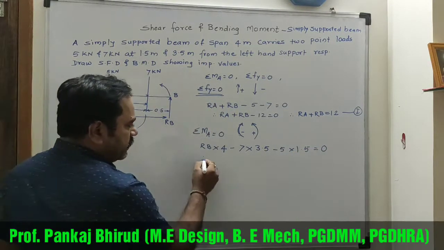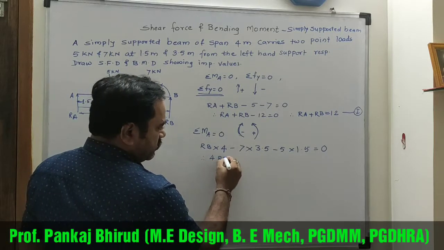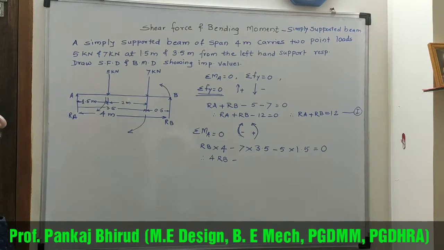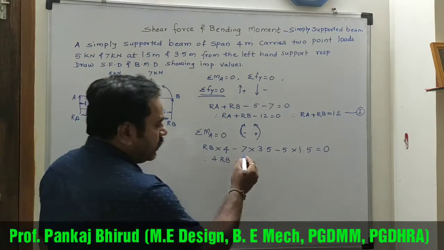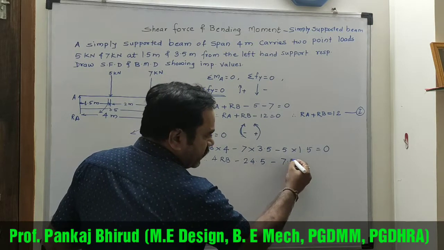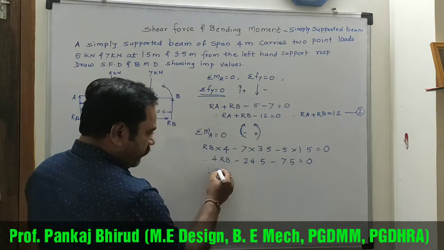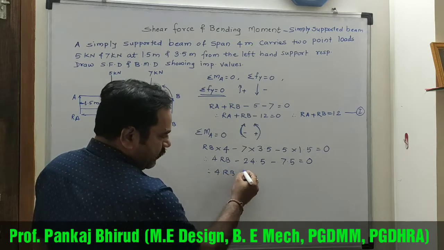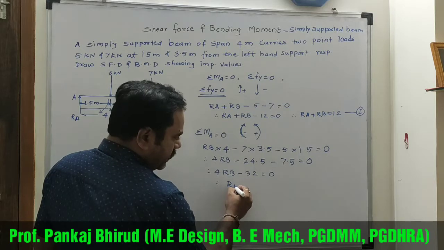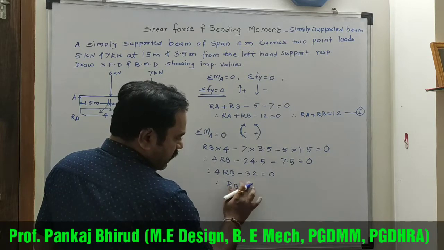Now by calculating we will get 4RB minus 24.5 minus 7.5 is equal to 0. Therefore 4RB minus 32 is equal to 0. So we will get RB equal to 8 kilonewton.